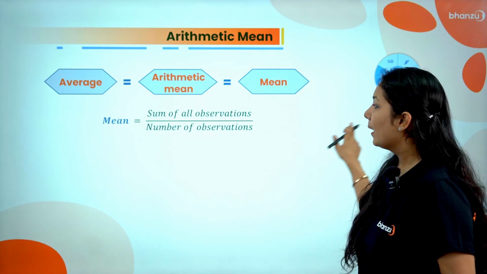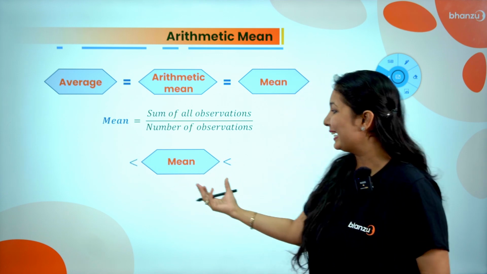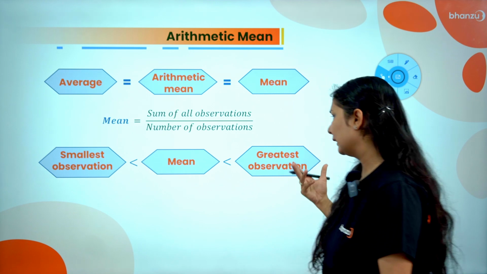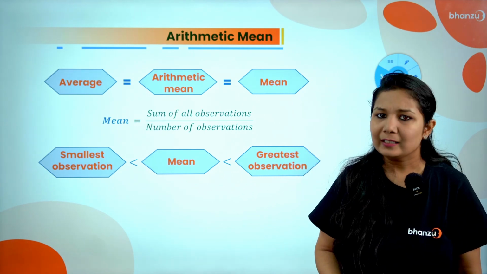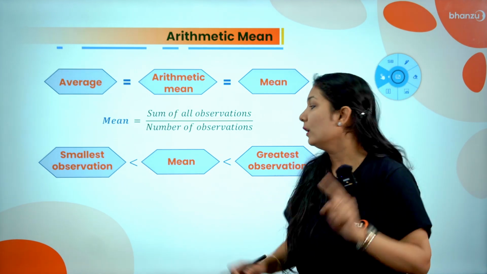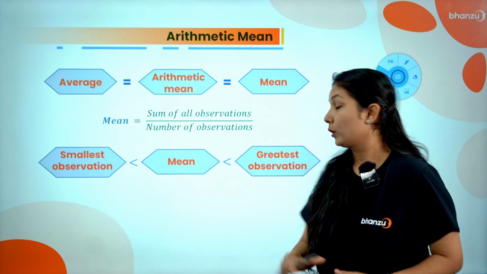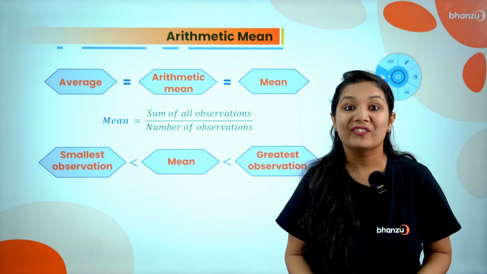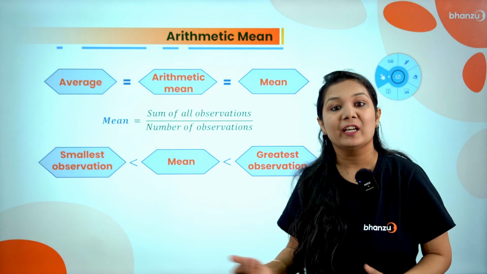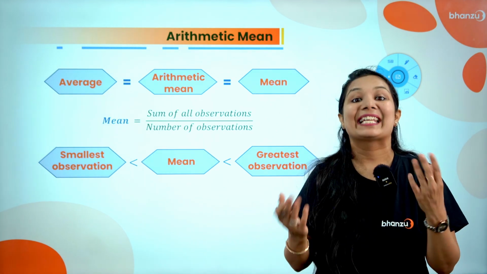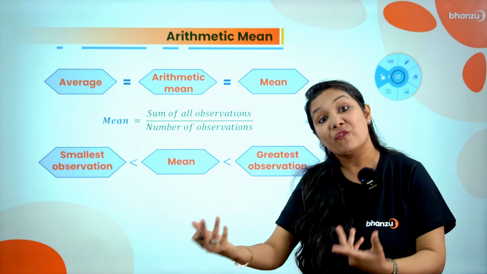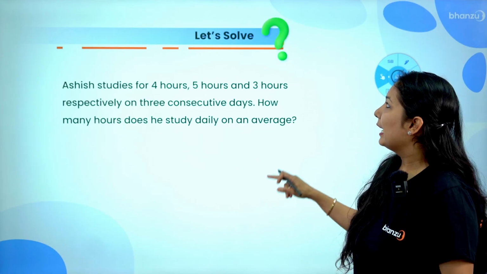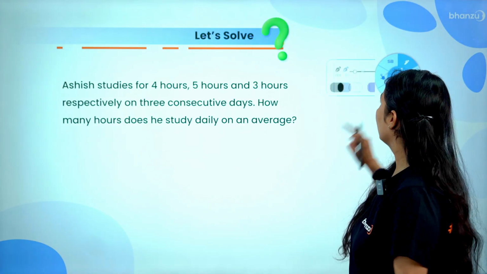So if we see, mean is nothing, it's greater than the smallest observation and smaller than the greatest observation, right? So in our example, 1 was the smallest observation, 4 was the greatest. What was mean? 2.5. Yes, it lies between 1 and 4. So that is how you can check your value also, right?